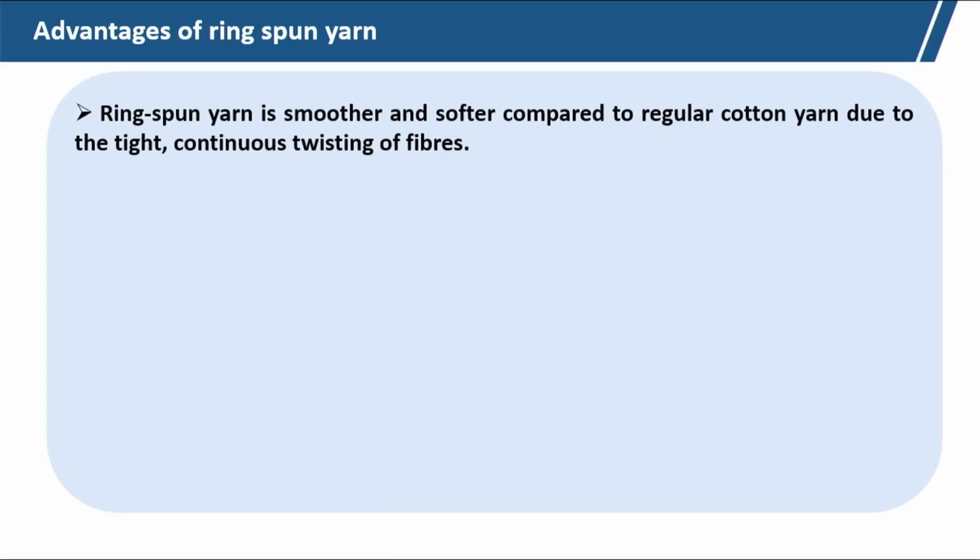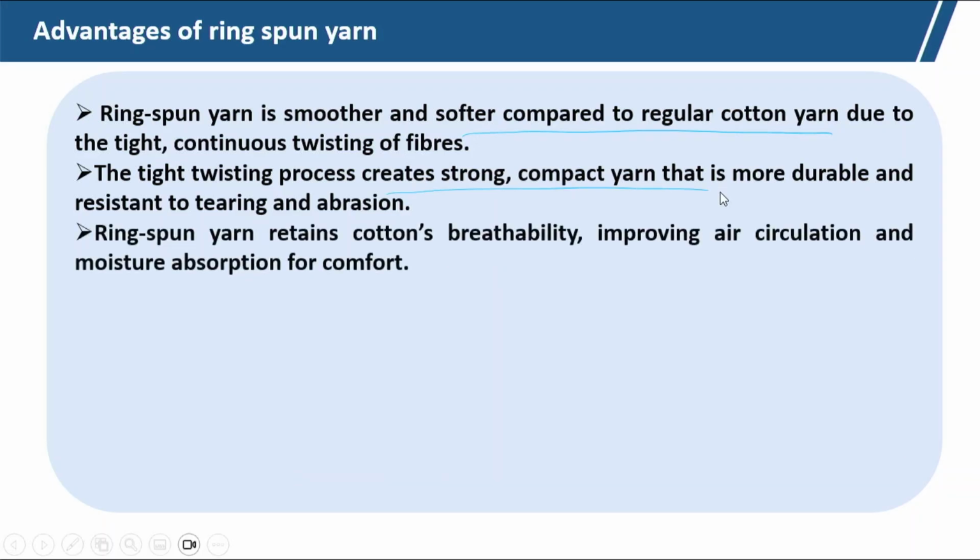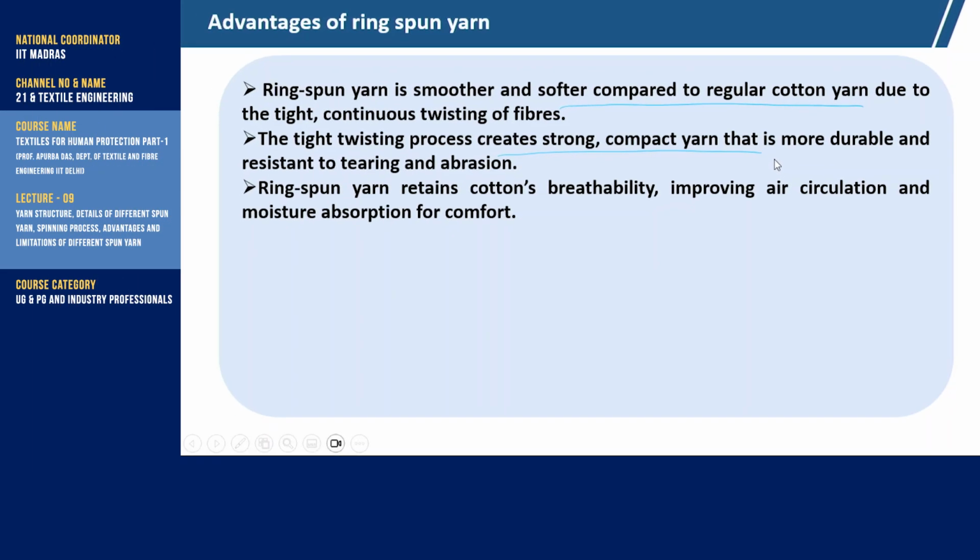So, ring spun yarn is smoother and softer compared to regular cotton yarn, okay, due to the tight continuous twisted form. The tight twisted process creates strong, compact and more durable yarn. And due to the porous structure, the ring spun yarn retains breathability, improves air circulation and moisture absorption for comfort.